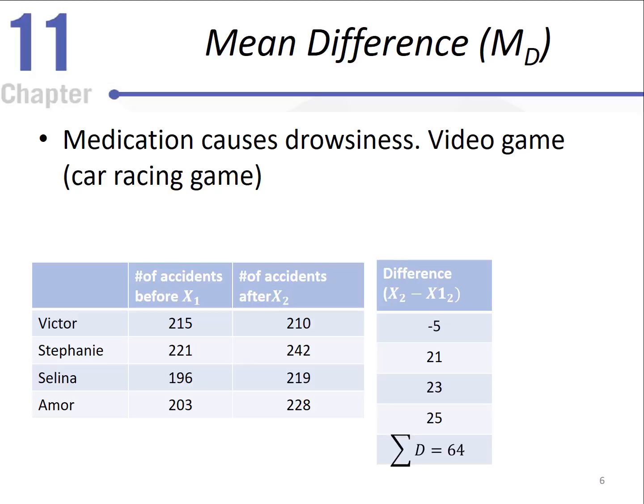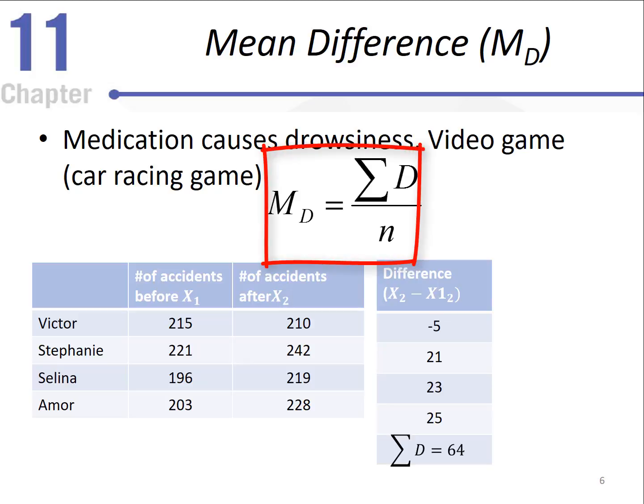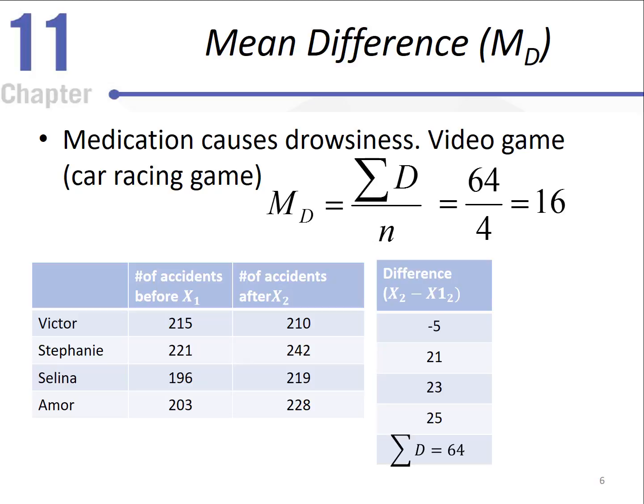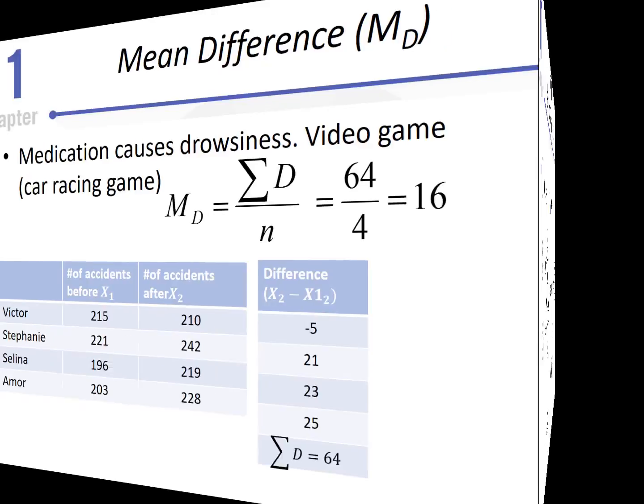Now we add that up. That is the sum of the differences. So in this case, this would be 64. Because for the mean difference formula, we need the sum of D, so the sum of the difference over the number of people. So that's 64 divided by 4. So the mean difference is 16.